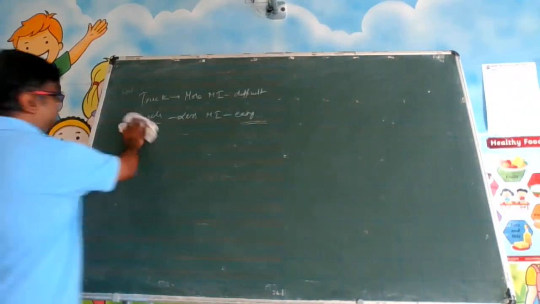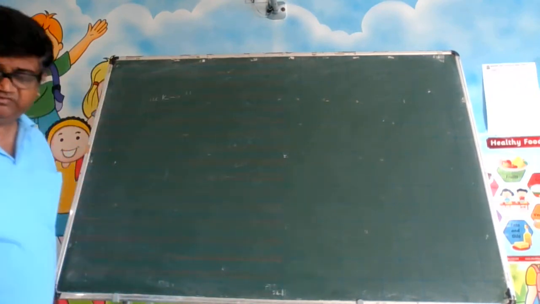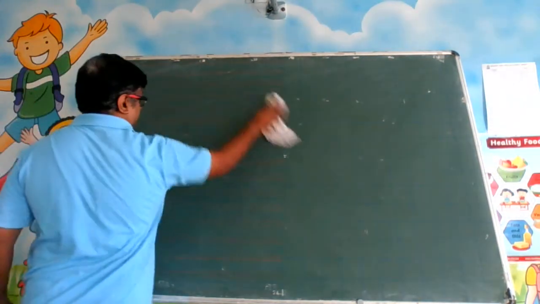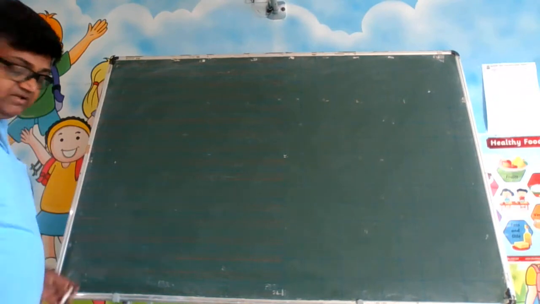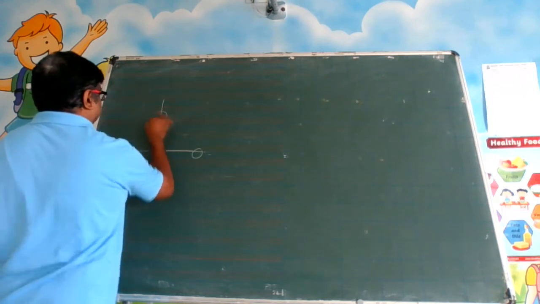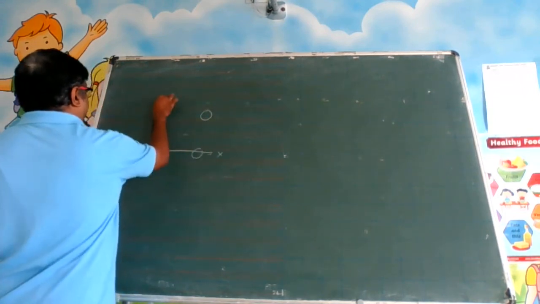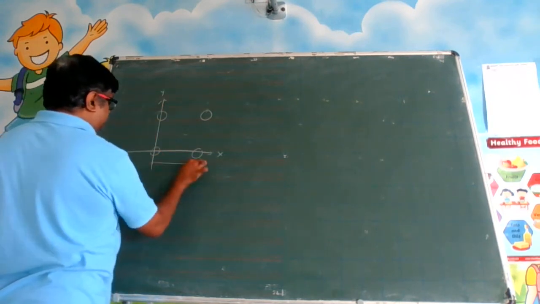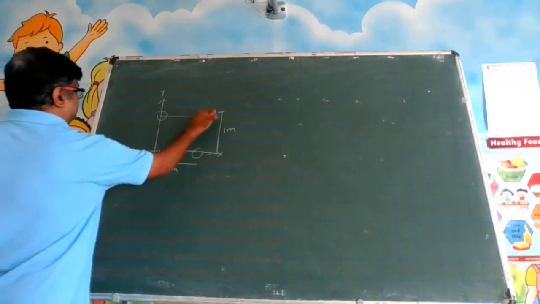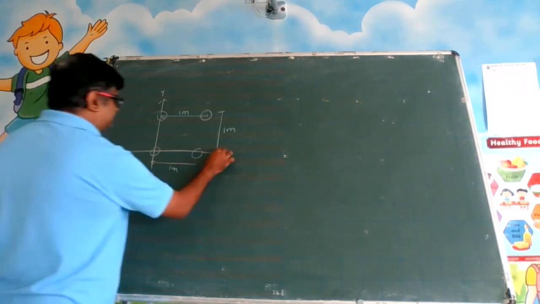Okay, now let us proceed. We'll see one example on point masses. Suppose you are given four point masses like this. This is your x, this is your y, and this is 1 meter, this is 1 meter. Find Ix and Iy.